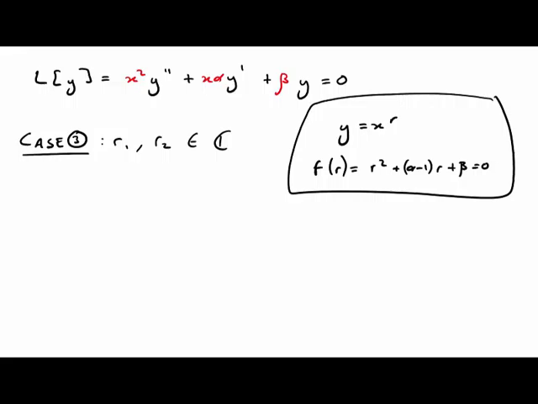Okay, so this is case 3 then. We've got the Euler equation, and case 3 is where the two roots, R1 and R2, are both complex numbers. Let's have a look and see what I mean by that.